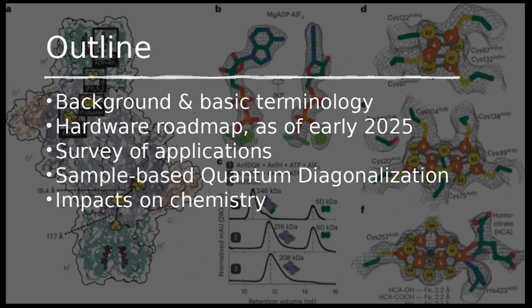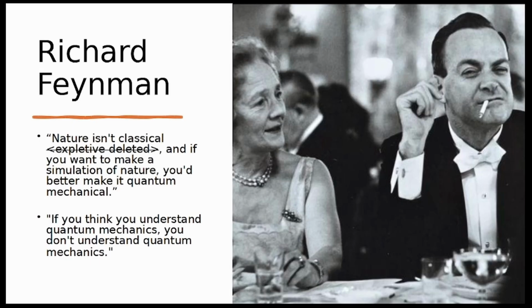early adopting domain area in particular, that of chemistry. We'll take a look at a new algorithm which attempts to bridge a utility gap between the limits of today's classical and noisy quantum computers and the promise of future capabilities of general-purpose machines. As physicist Richard Feynman famously said, nature isn't classical, and if you want to make a simulation of nature, you better make it quantum mechanical.